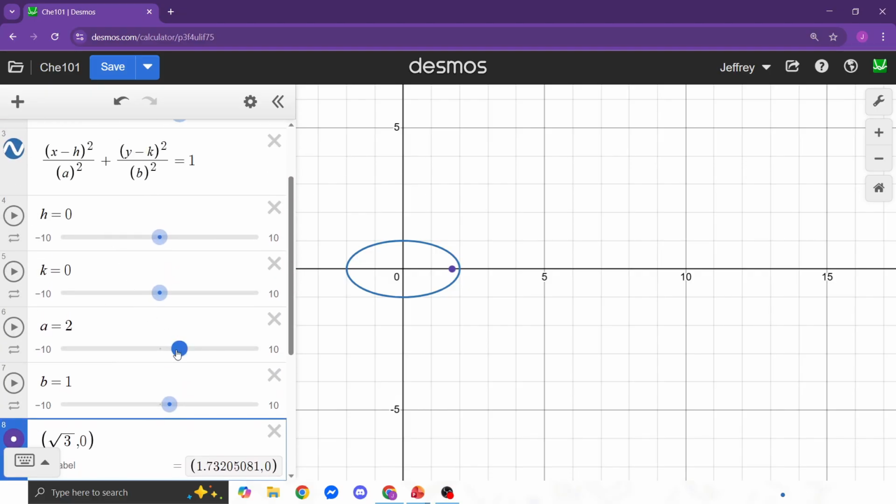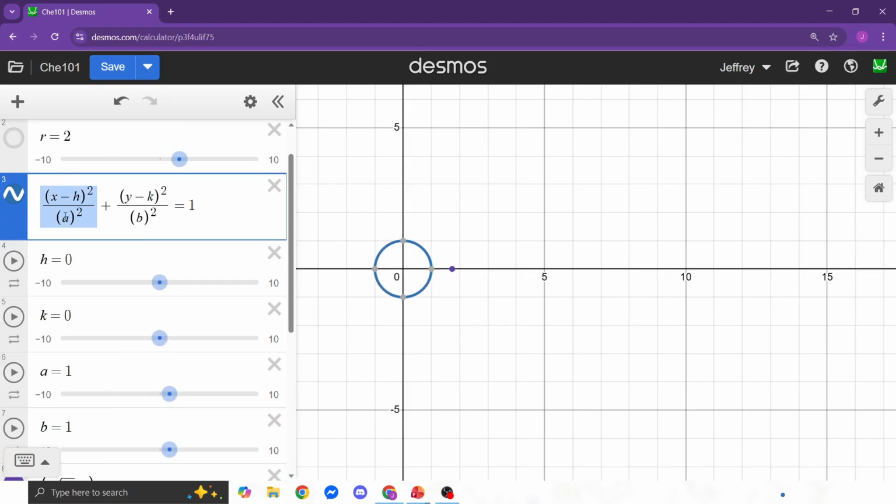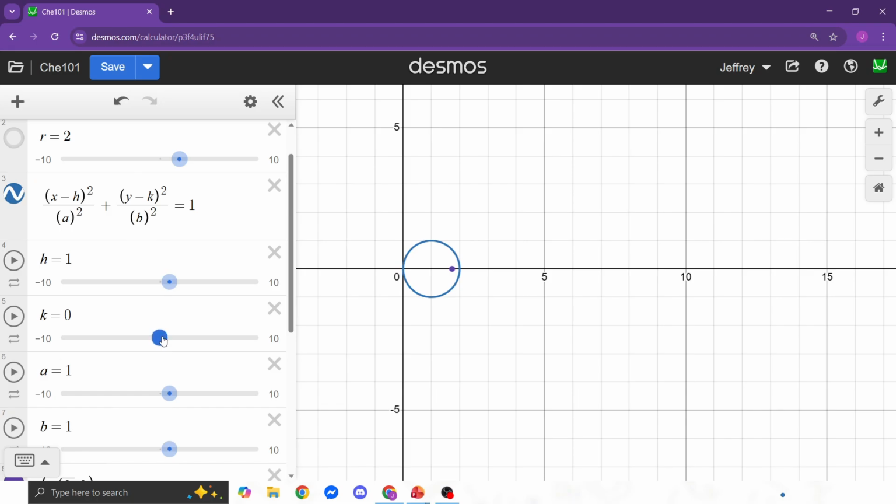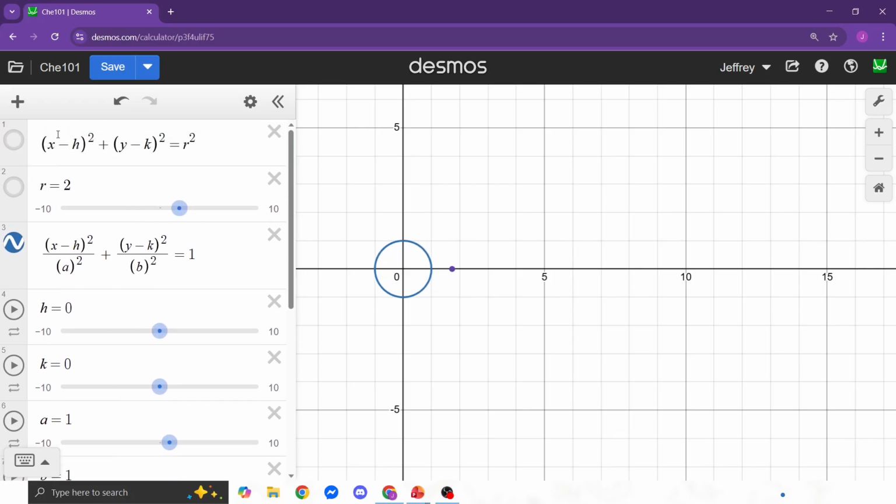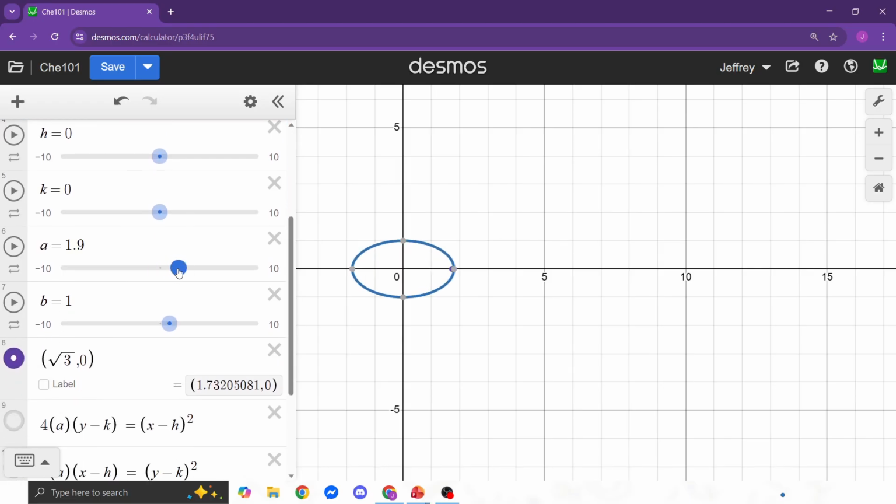So as you can see, if we change it to 1, it will start to look like a circle. So these denominators are the ones that give it its unique shape of being an oval. It still follows that if you move it to the right or left, up or down, with h and k. But with a and b, if it's 1 and 1, that is just a regular circle. It doesn't change at all.